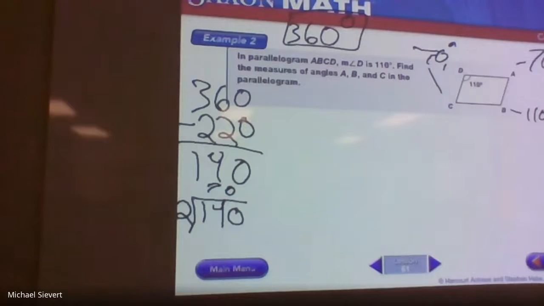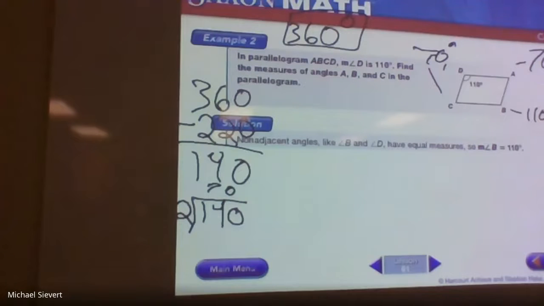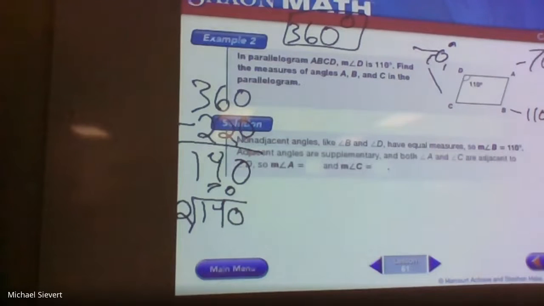All right. Any questions on how we got that? Ready to see if we did everything right? All right. Non-adjacent angles like A, B, and D have equal measures. So B equals 110. So that means anything that's non-adjacent. Adjacent means Braylon to me. He's on my side. Or this wall is adjacent to me. So if someone's like, Amaya's adjacent to the water fountain, that means she's right next to the water fountain. So adjacent angles are supplementary when both A and C are adjacent to D. So A is 70 and C is 70. Good job, we got it.